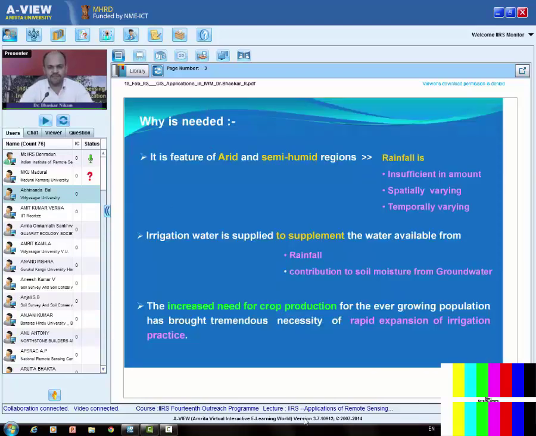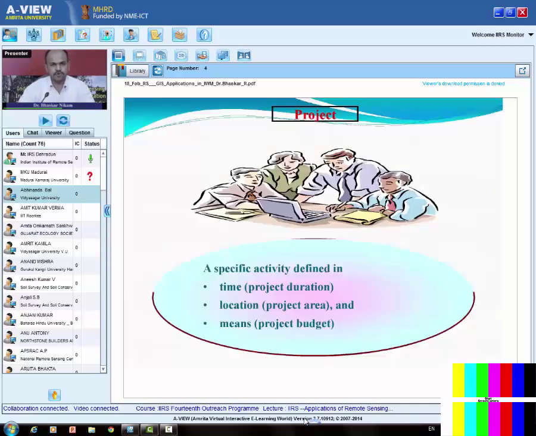So the question comes, why do we need irrigation? We need irrigation in arid and semi-humid regions where rainfall is either insufficient in amount, or spatially or temporally varying, so it doesn't support the actual water requirement of your crops. So we need an artificial supply of water, which we call irrigation. We can provide irrigation to safeguard our crops against frost, or to increase the production of our crops. The topic here is remote sensing application in irrigation.